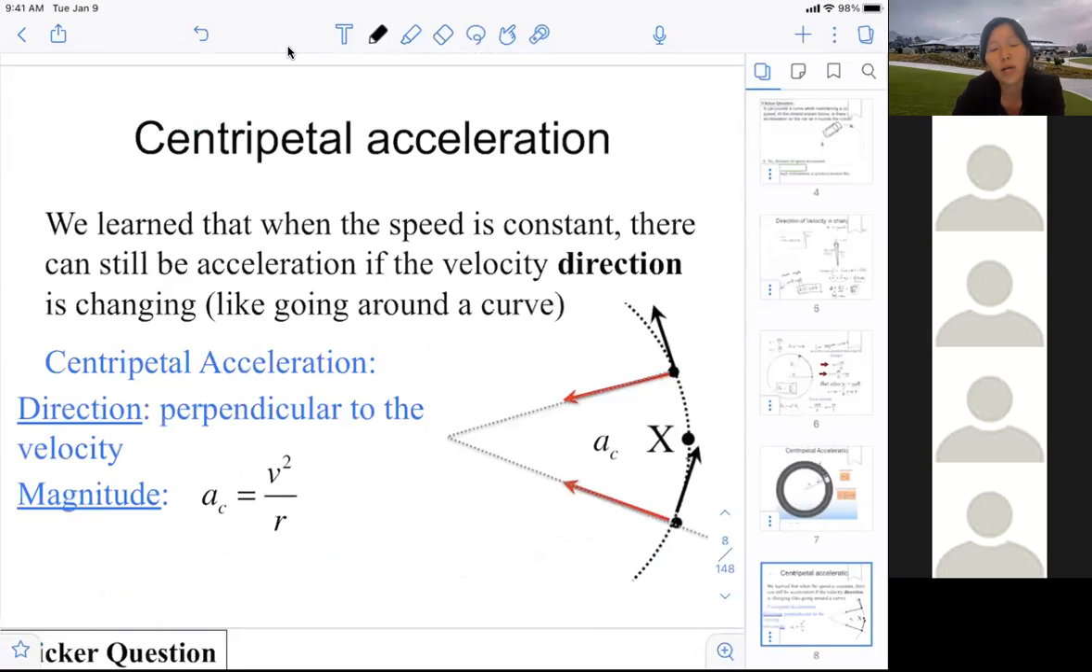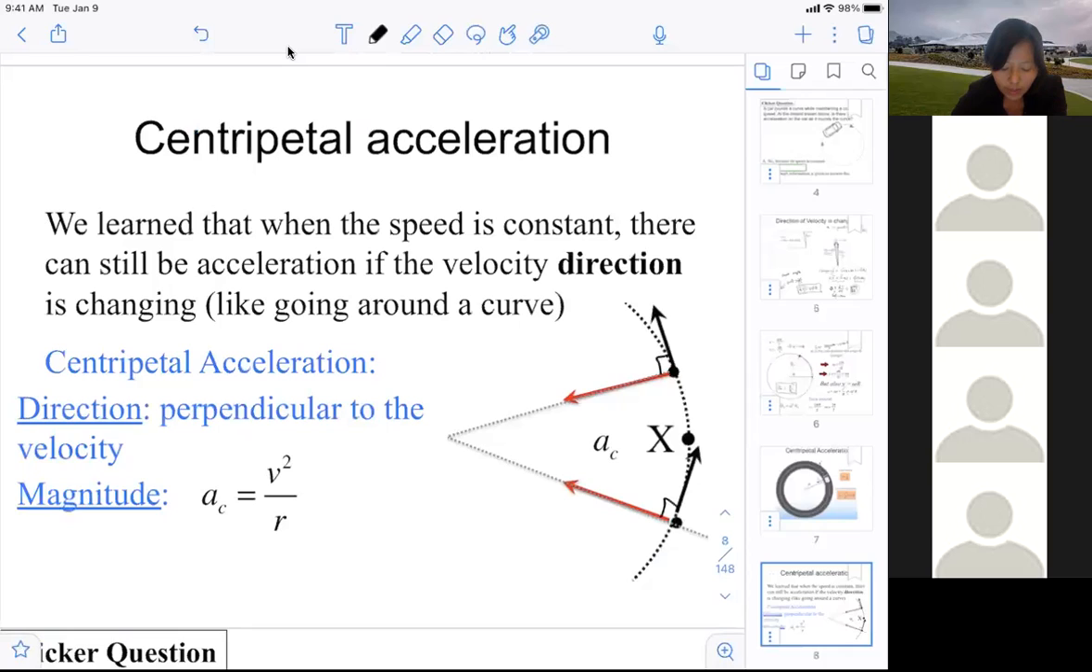The name centripetal acceleration comes from the fact that the acceleration is always pointing toward the center. So we call this the centripetal acceleration. It's not a new acceleration. It's really just because this acceleration is pointing toward the center, which is also, you can see, always perpendicular to your velocity. Okay, so this is something we have derived.